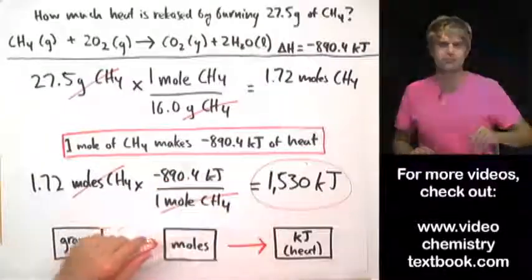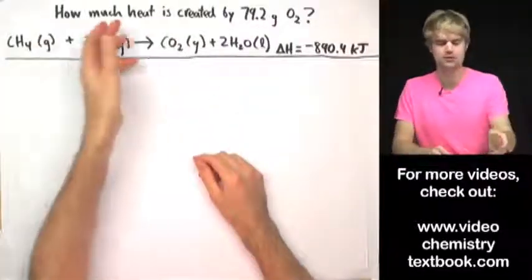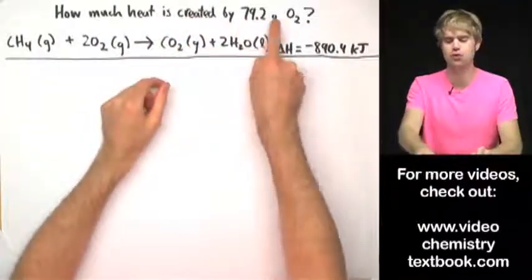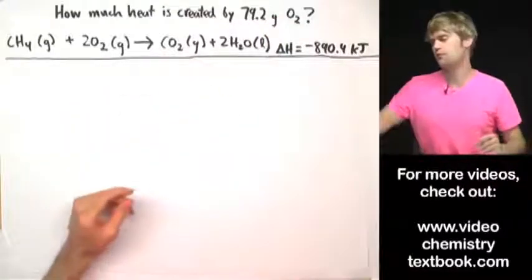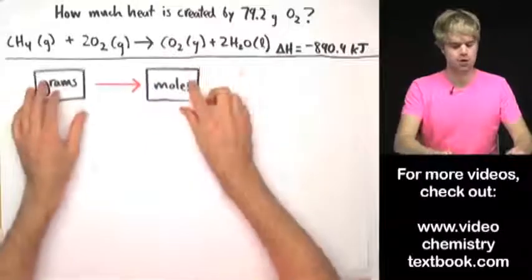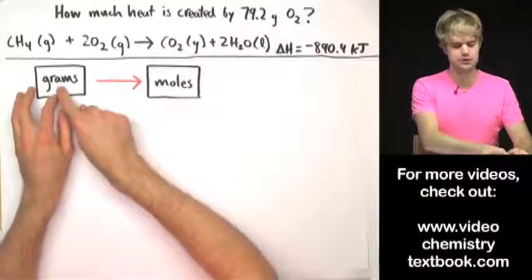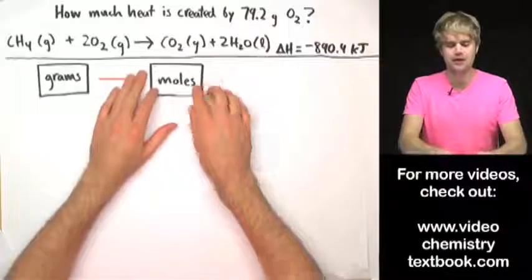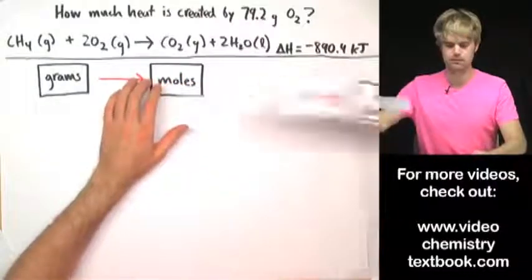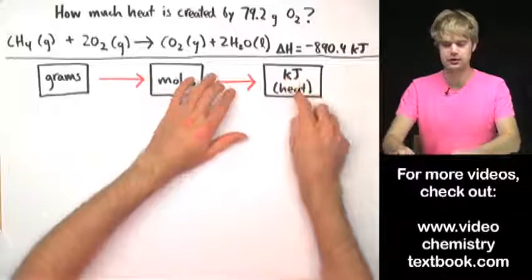Let's do another example. Here we're going to calculate how much heat is created by 79.2 grams of oxygen. Let's think about the steps we're going to take real quick, okay? First, we're going to go from grams of O2 to moles of O2. We'll use a molar mass for that, and then we'll take moles of O2 and use that to get kilojoules of heat.